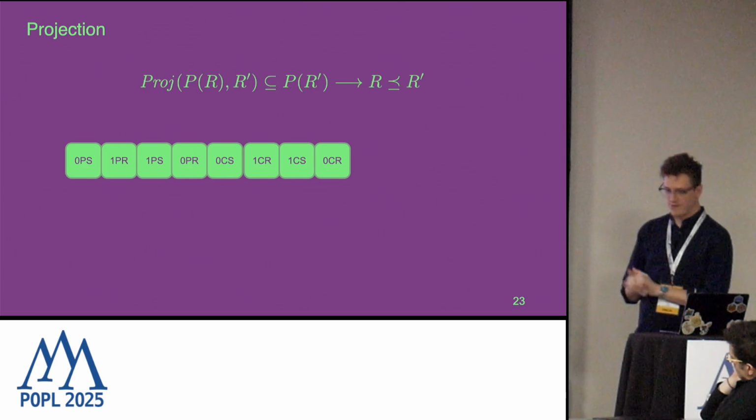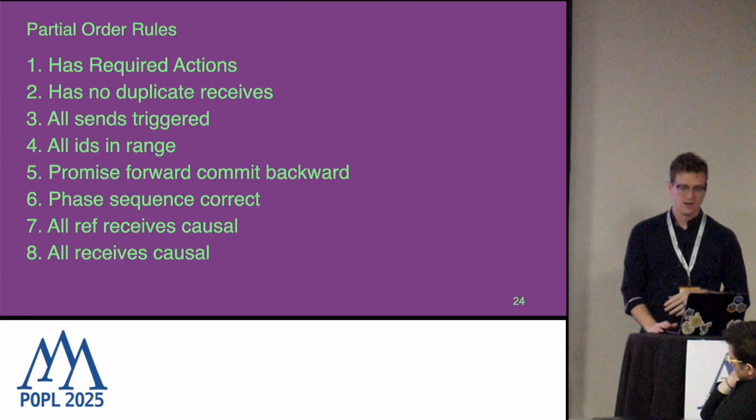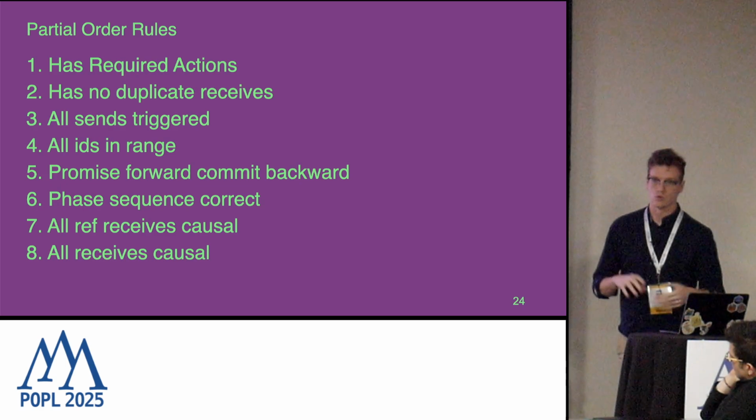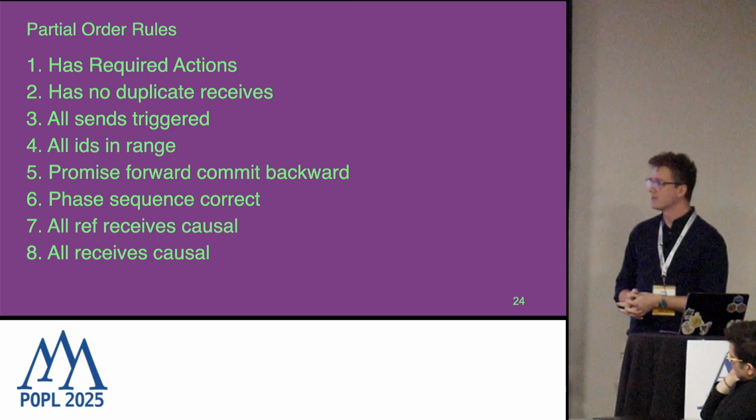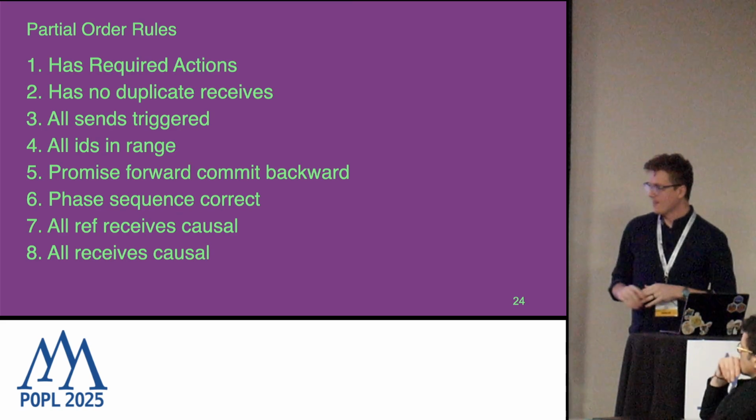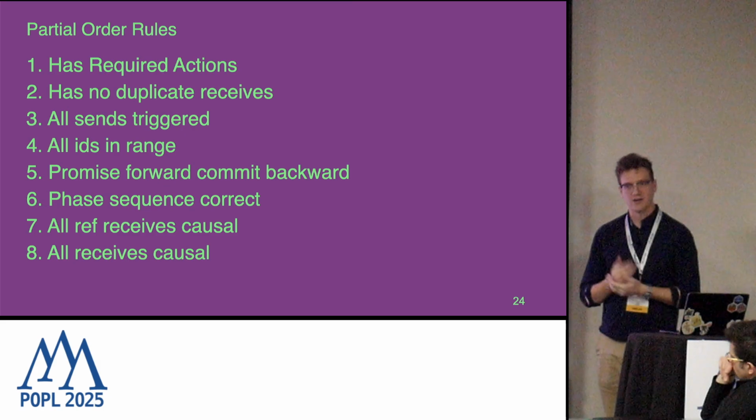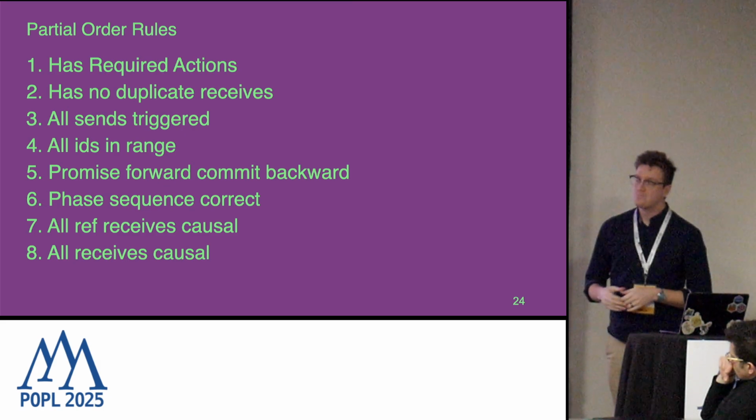But that doesn't solve everything. What we still need to be able to prove is that that projection doesn't change our partial order rules, that our partial order survives that projection. Now, this can be pretty tricky, and it really shows the power of the interactive theorem prover I used, Coq.